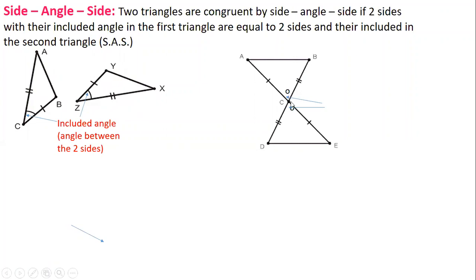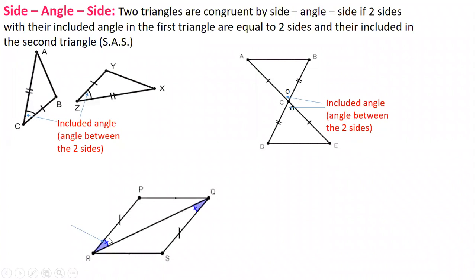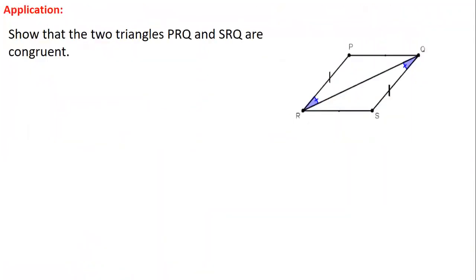In triangle DCE, who are the marked sides? DC and EC. Yes, DC and CE. So the included angle is here. Can you tell me why these two angles are equal, guys? Vertically opposite angles. Yes, thank you. They are vertically opposite angles. So these are the included angles. Also in this figure, this angle here is included between PR and RQ. Also, they are included angles.